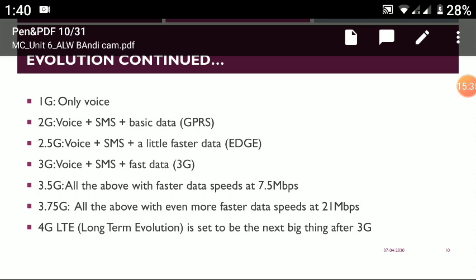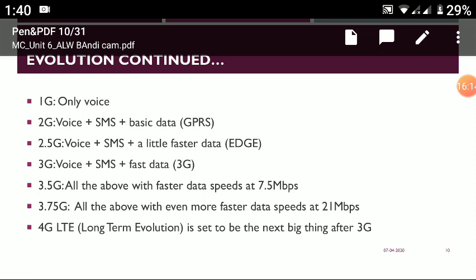In 1G, here you can get clear about what features were added as the technology came up. 1G is only voice, means you can only talk, as you can say the duplex system has been implemented. 2G is voice plus SMS plus basic data, that is GPRS. 2.5G is voice plus SMS plus little faster data. Ultimately the speed increased in 2.5G. In 3G, voice plus SMS plus fast data. Already you have gone through the third generation of the mobile communication system.